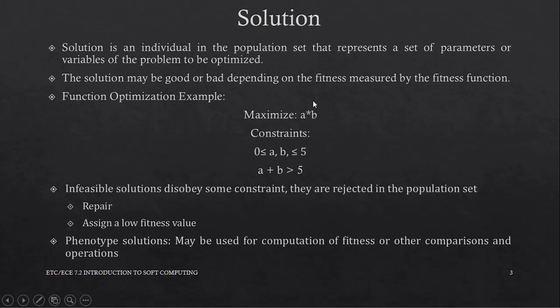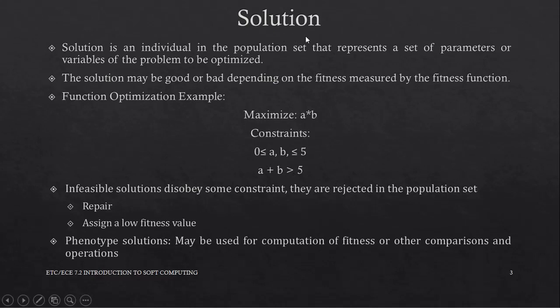The general form of any solution may be taken as, say, A comma B. Now the function is to maximize A multiplied by B. We have to optimize this function A multiplied by B. The constraints are that A and B should lie in between 0 and 5. A and B can take up 6 values starting from 0 to 5. And the second constraint is that the sum of A plus B should always be greater than 5.